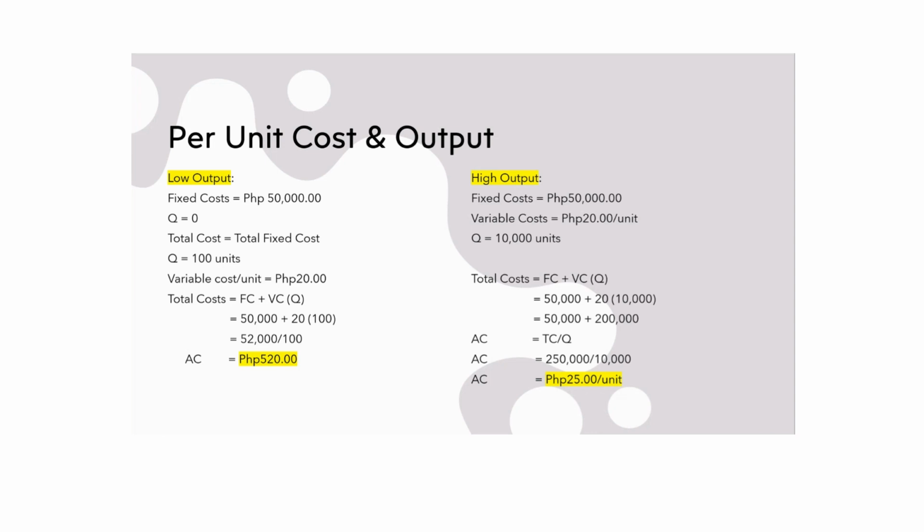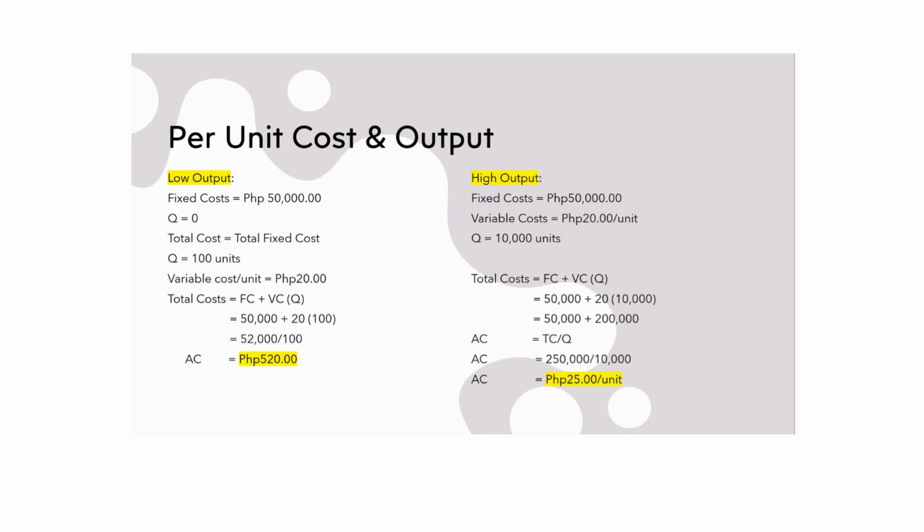Suppose that the firm starts producing at 100 units and that the variable cost of each unit is 20 pesos. What will be the total variable cost? TVC will be equal to variable cost per unit, AVC, times Q. Computing for that using total cost, which is the sum of FC plus AVC times Q, this is TVC. So the total cost will be 52,000.